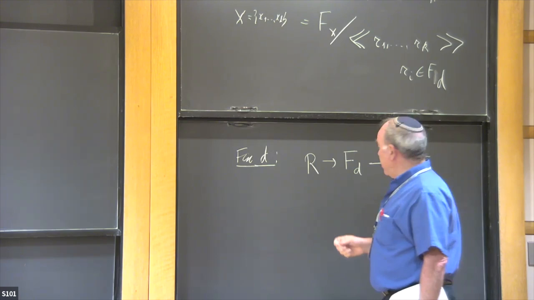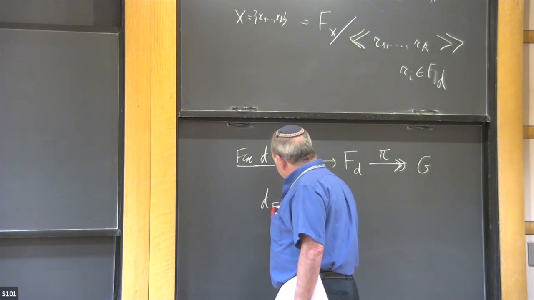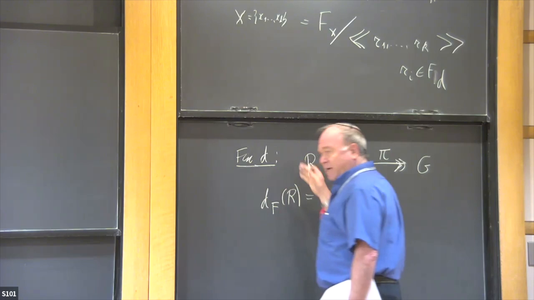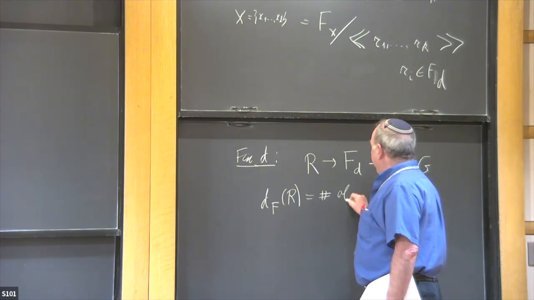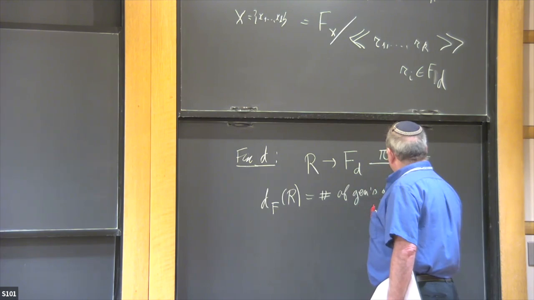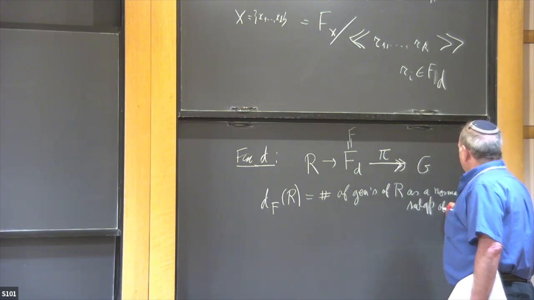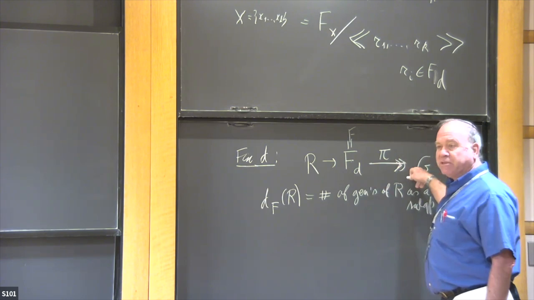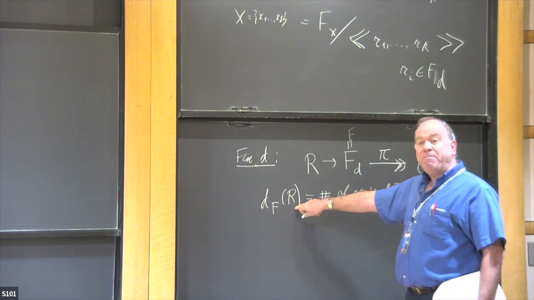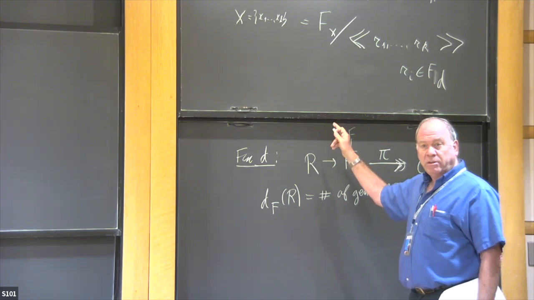Let's say that we will denote d_F(R) the number. So usually d of something is the number of generators. d_F(R) is the number of generators of R as a normal subgroup of F, so this is F_D. And for example, here's a question. Clearly I can get many different presentations with different kernels. Is the minimal number of relations constant, depending only on D and the group and not on R?